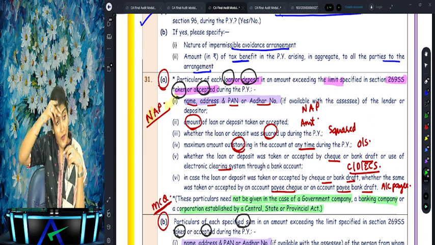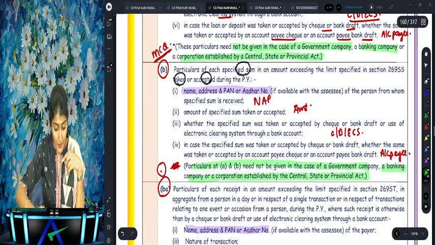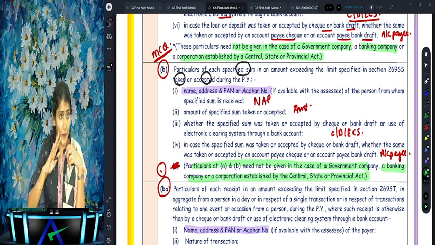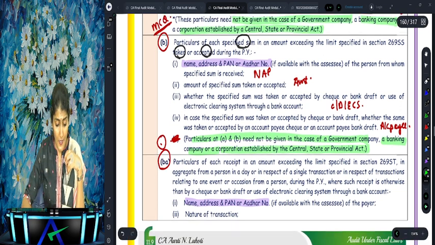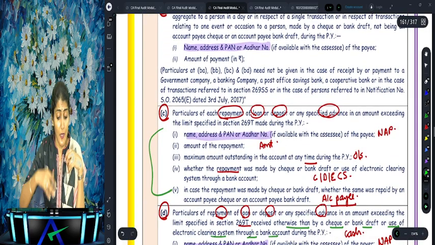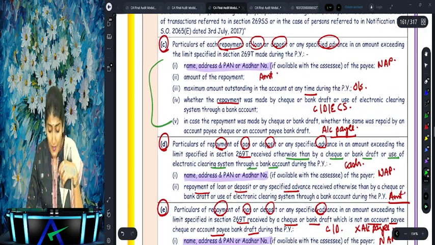Then what is it? Specified sum accepted or taken of more than 20,000 other than by account payee check or draft or the ECS. Are you understanding 31A and B? And what is 31C? It is regarding the repayment which has been done by other than account payee check or draft.